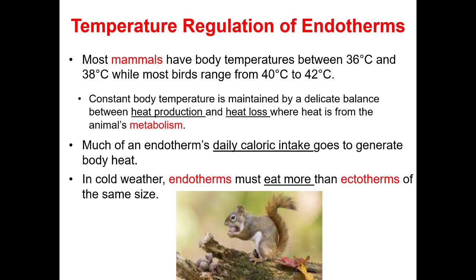If we use mammals as our example for endothermic temperature regulation, note that they have body temperatures consistently between 36 degrees Celsius and 38 degrees Celsius, which is maintained by a delicate balance between heat production due to metabolic activity and heat loss. Most of an endotherm's daily caloric intake goes into generating body heat. So in cold weather, endotherms need to eat more calories than ectotherms of the same size.